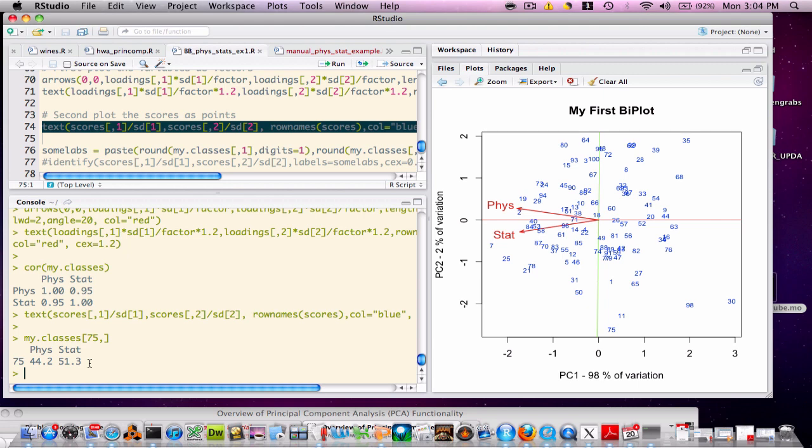Now the standard R functions have a method that will generate this for you. So what does this all mean?